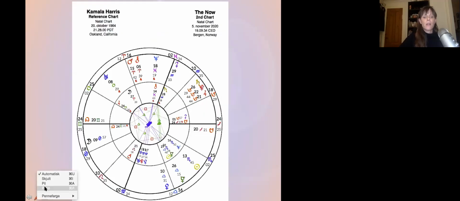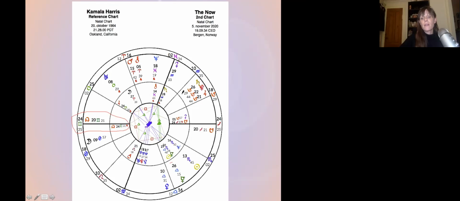So this is the now chart. I thought that was interesting because she actually has a lot of transits going on, more things happening in her chart than, for instance, I thought happened in Biden's chart. But she has recently come out of a lunar return. And Mercury has recently been retrograde. It's now direct, still in its shadow phase, and it crossed her Sun-Moon opposition.